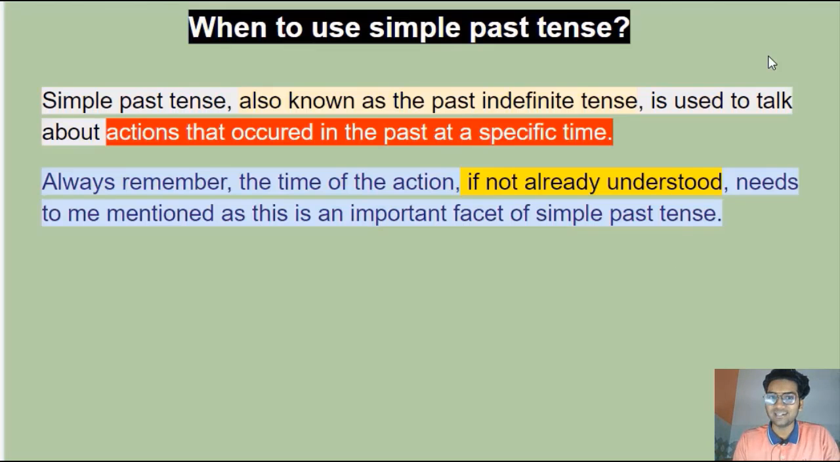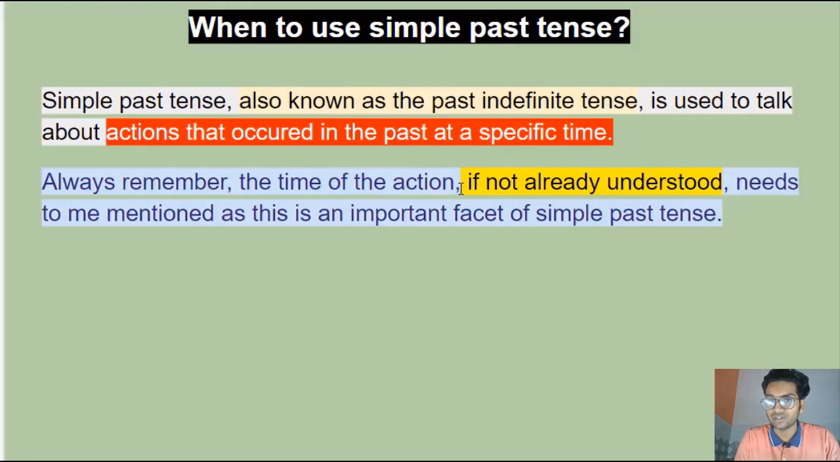Let's do it. So let's understand, when do we have to use simple past tense? Very simple, guys. Simple past tense, also known as the past indefinite tense, as I just told you, is used to talk about actions that occurred, that happened in the past. We're talking about actions that occurred in the past, at a specific time, at a particular time. Two things to note down here. Number one, we are talking about actions that have already happened, that happened in the past, right? Number two, we are also talking about the time of these actions, the time when these actions occurred, happened in the past.